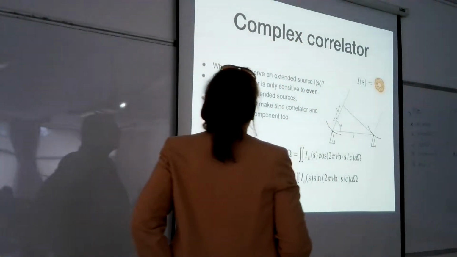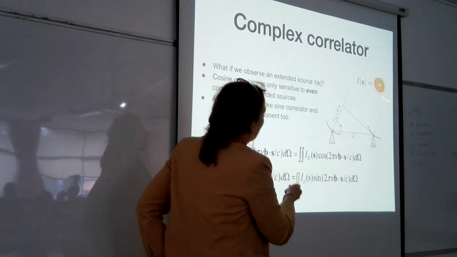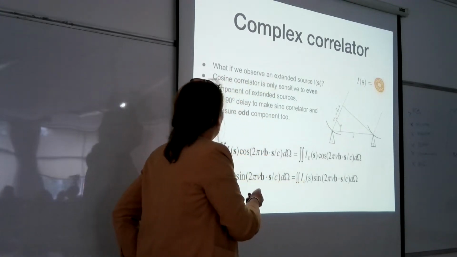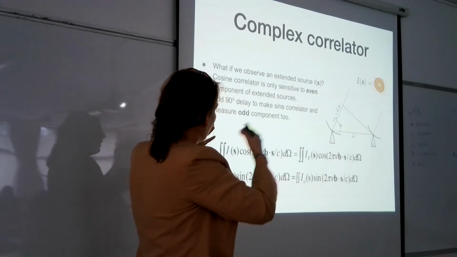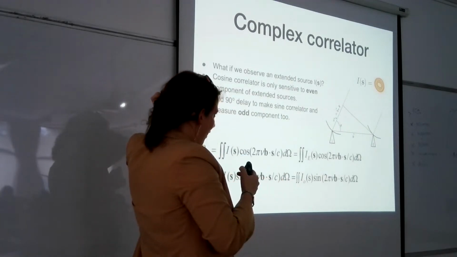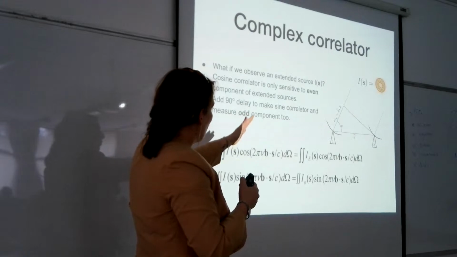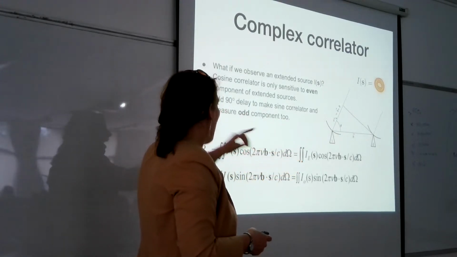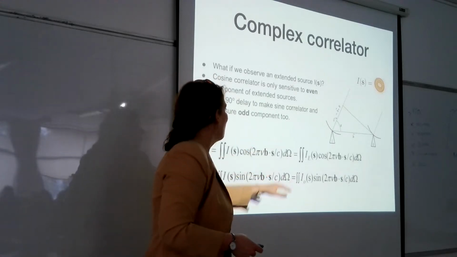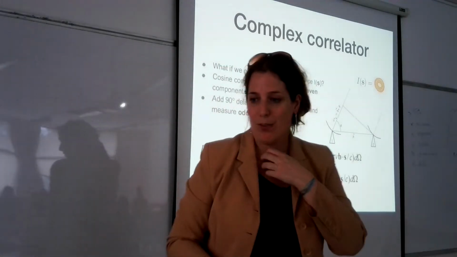And if we now have an extended source, say something with a lot of rings, your correlator is sensitive to the even components of that. So now we're going to get to all the math. And again, I still get dizzy looking at it, so don't worry. I just wanted to put it in there for convenience.